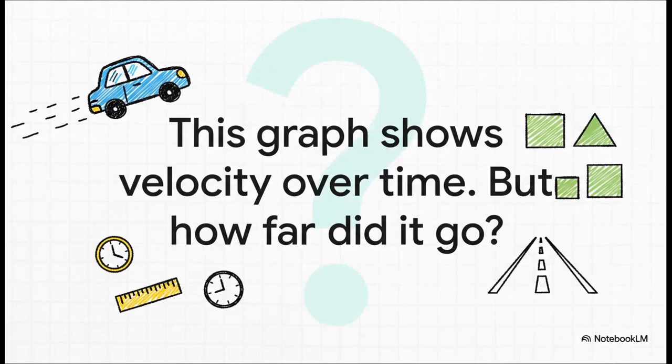Okay, so take a look at this. You've got a graph showing a car's velocity changing over time. We can see it speeding up, slowing down, whatever. But here's the real question. How far did the car actually go? How do we pull a real-world distance, like in meters, out of this collection of lines? That's the puzzle we're going to solve right now.